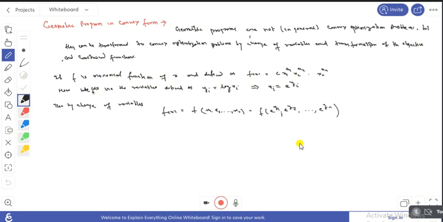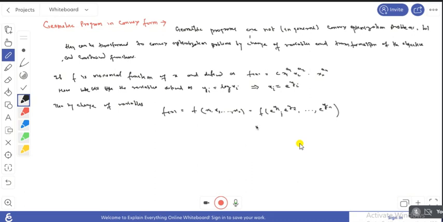Here we will use the variables defined as yi that equals log of xi. So if we define these variables y1, y2 to yn like this, then all xi equals exponential of yi. So here your monomial function f(x), if your function is in x1, x2 up to xn, now the variable is changed, and here y1, y2 up to yn. And here your function is defined by the formula.